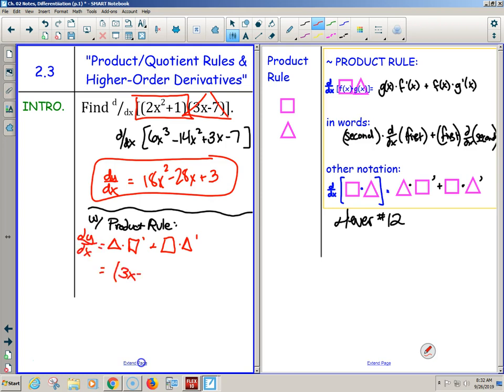3x minus 7 times d first. I was trying to get you really good at the basic rules so that you can do this mental math style. What's the derivative of 2x squared plus 1? 4x. 4x. Plus first d second, which would be 2x squared plus 1 times the derivative of 3x minus 7 is just 3. Yay, it's the same thing. No, it's not. Yes, it is. But what do you have to do?